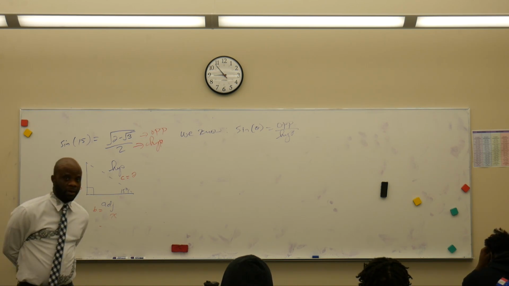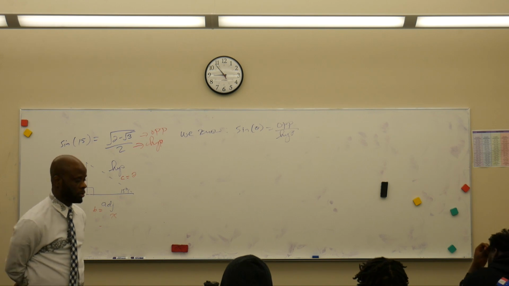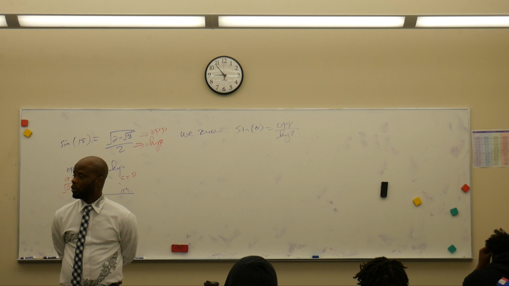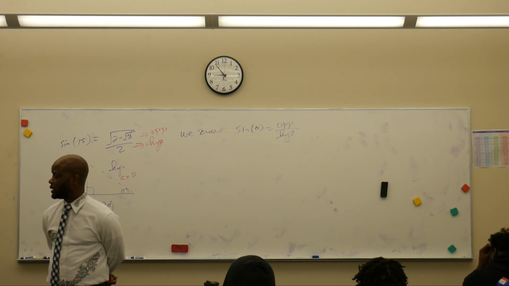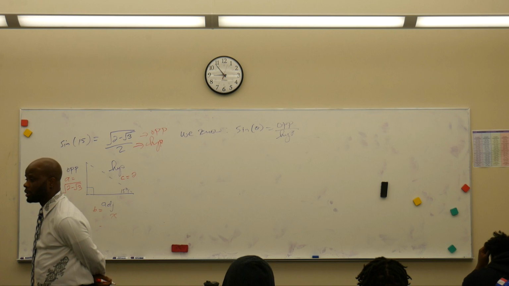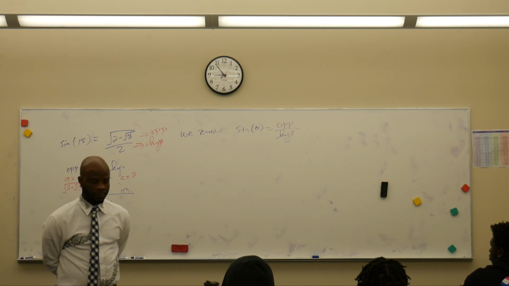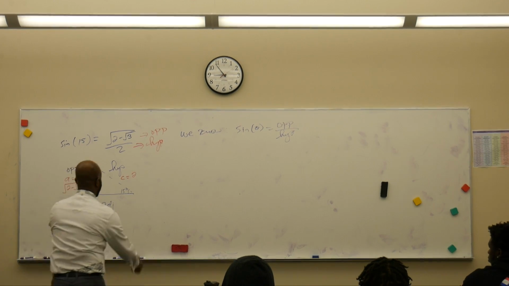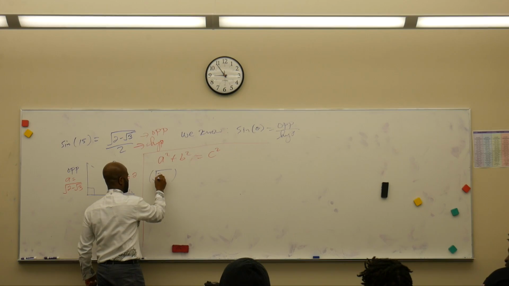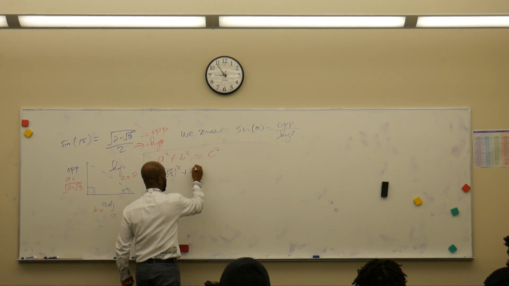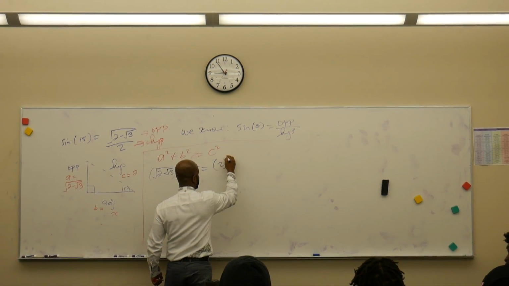I have a right angle triangle with two sides and a missing side. How do I find the missing side? Yeah, the Pythagorean theorem. A squared plus B squared, which we don't know, is equal to C squared.